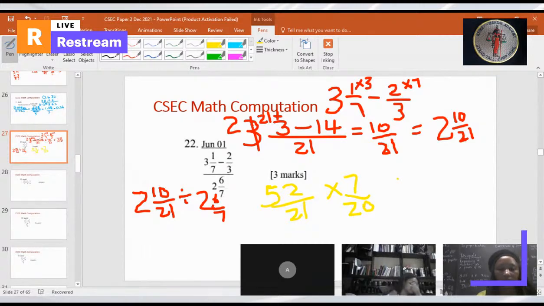Miss, we would cancel the 7 over 21. 7 into 21 goes 3 times, and 7 into 7 is 1. And it would be 52 times 1. Can we cancel anything else? Oh yes, miss, the 52 and the 20. We can cancel the 52 by 4 and 20 by 4. 4 into 20 goes 5. And 4 into 52, miss, that goes 13 times. So it would be 13 times 1, which is 13, and 3 times 5, which is 15. So it's 13 over 15.